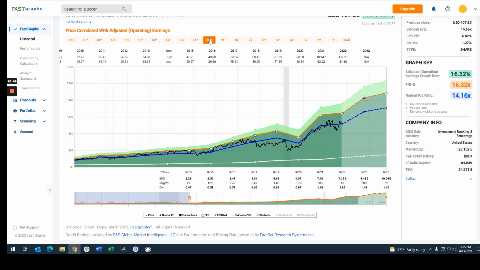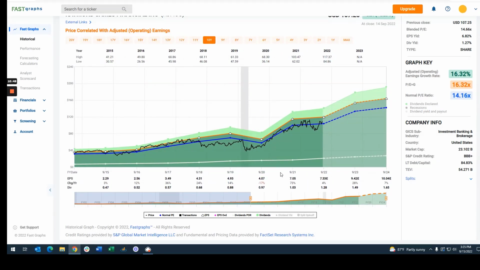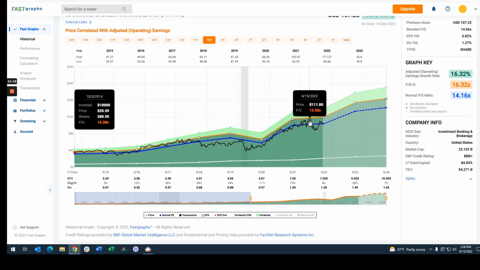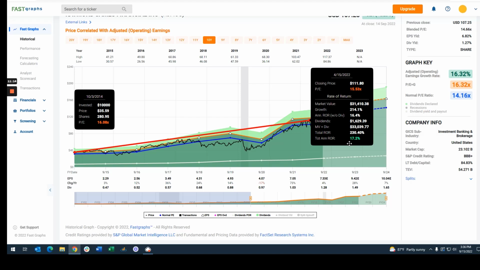Now, as I change time frames and I get different periods of time here, if I'm using here a 16 PE by pointing my mouse, you can run these calculations beautifully on the FAST Graphs tool. So there I've got it at about a 16 PE, which is right at what the growth rate of the company is. So if I come out here and then hit this, I've got a 14.5, so 14.6. There's a 15.5. That's pretty close. I now get a 17% rate of return. I get 16.4, which is almost identical to the growth rate.